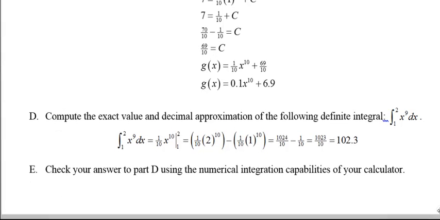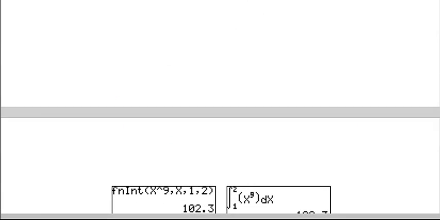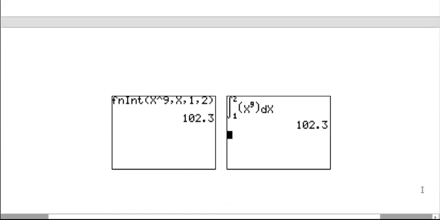We can check that using our calculator by just doing the numerical integral on our calculator. If you have the older operating system, like a TI-83, it would look like this, and you push math 9 to get that, the function integrate or numerical integration. Put the formula in here that you're integrating, x to the 9th. This x is like the dx. In both cases it's notational, telling you that x is the variable. And then this is the lower and upper limit, and we get 102.3. In this case it worked out exactly correct, which is the exact answer.